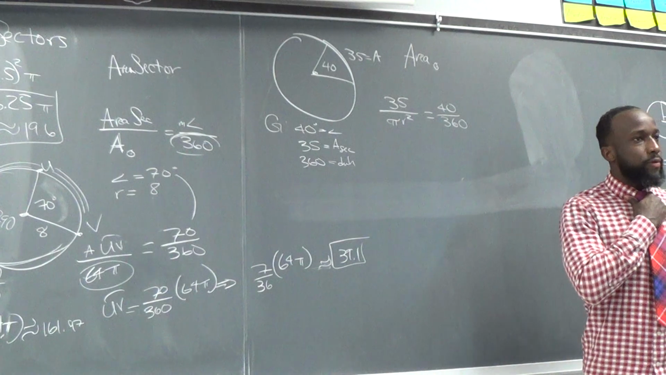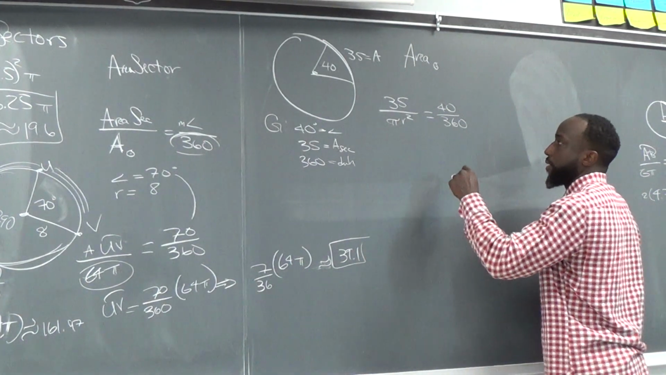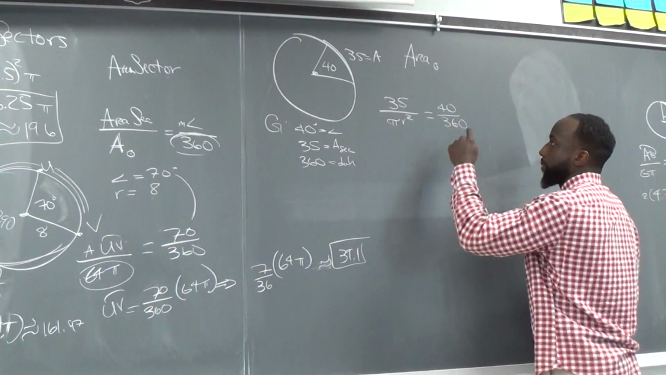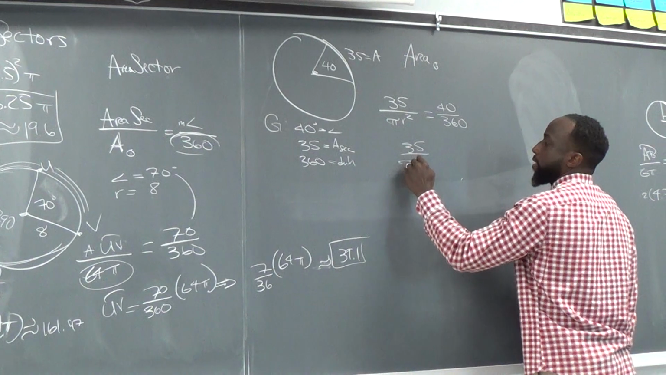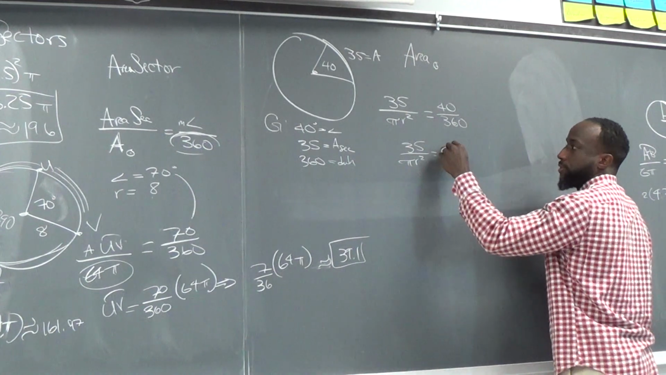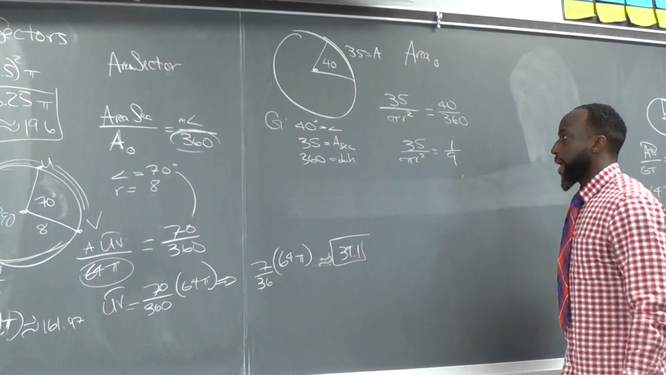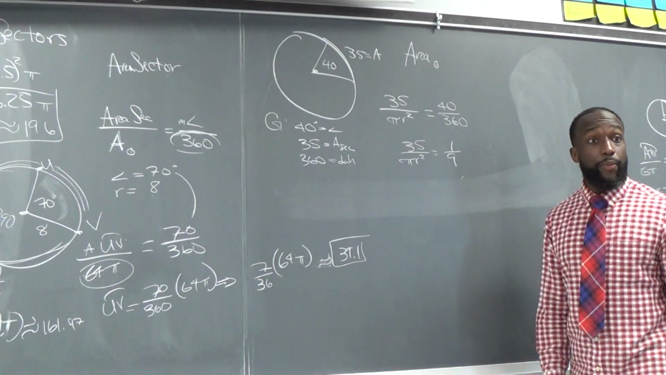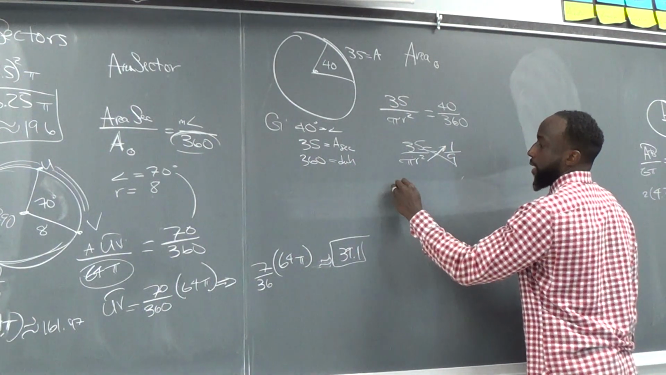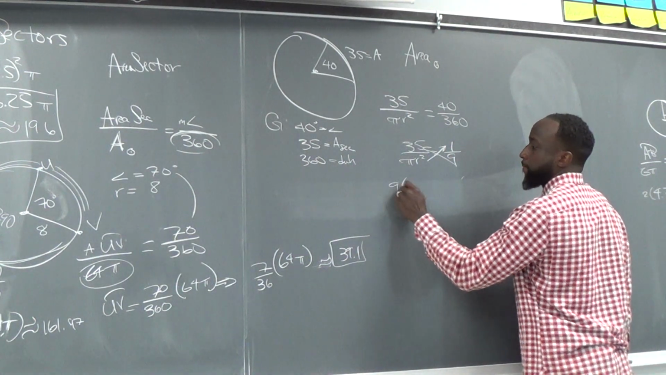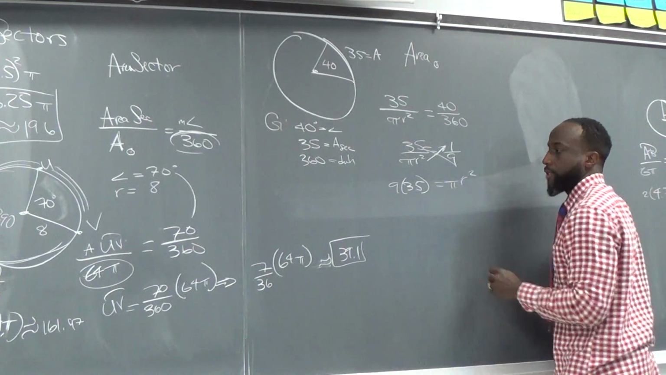Are we good with that? All right, so then we're going to cross multiply. Let's simplify this fraction first. 35 over pi r squared equals 40 over 360, which is 1/9, right? To solve this proportion, you cross multiply. So you're going to get 9 times 35 equals pi r squared.